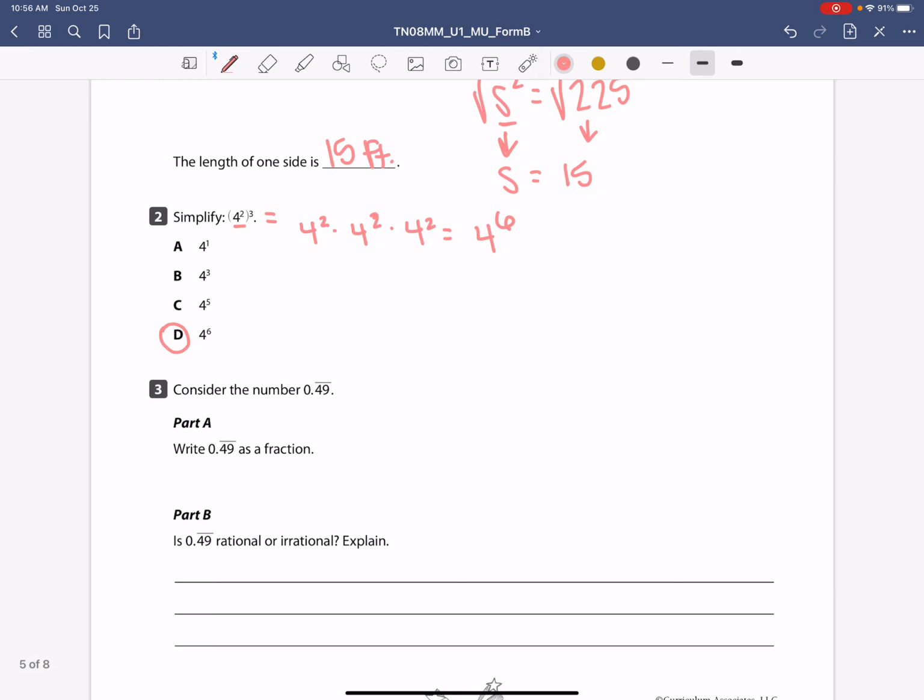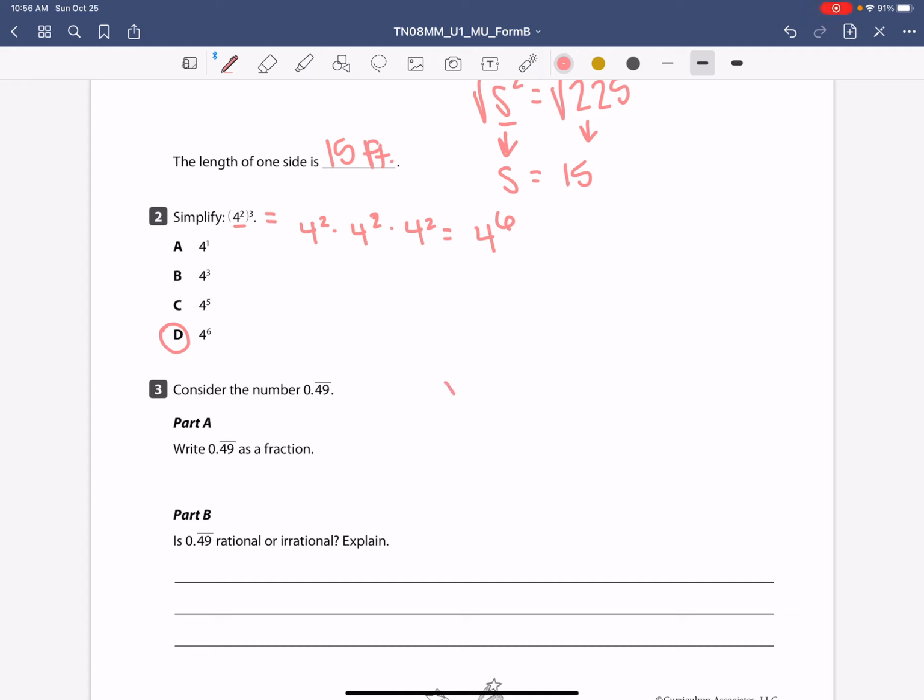Moving on to number 3, consider the number 0.49 repeating. Write 0.49 repeating as a fraction. So the first thing we will do is set x equal to 0.49 repeating. Then we look and see, well, what's the last repeating digit? And that digit is 9 because it's the one that repeats last. And this 9 is in the hundredths place. Since it's in the hundredths place, we're going to multiply both sides by its place value, which is 100. So we'll multiply the left side by 100 and the right side by 100.